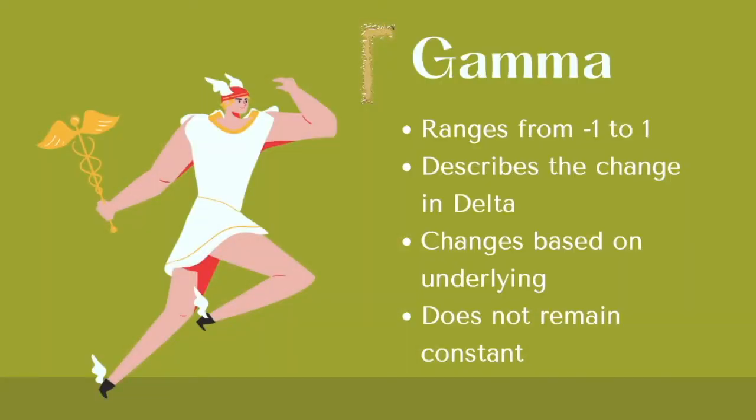Gamma, similar to delta, ranges from -1 to 1 in theory, but it's not likely to be nearly that high. What it describes is how delta will change when the underlying moves $1 in either direction. Gamma also does not remain constant.